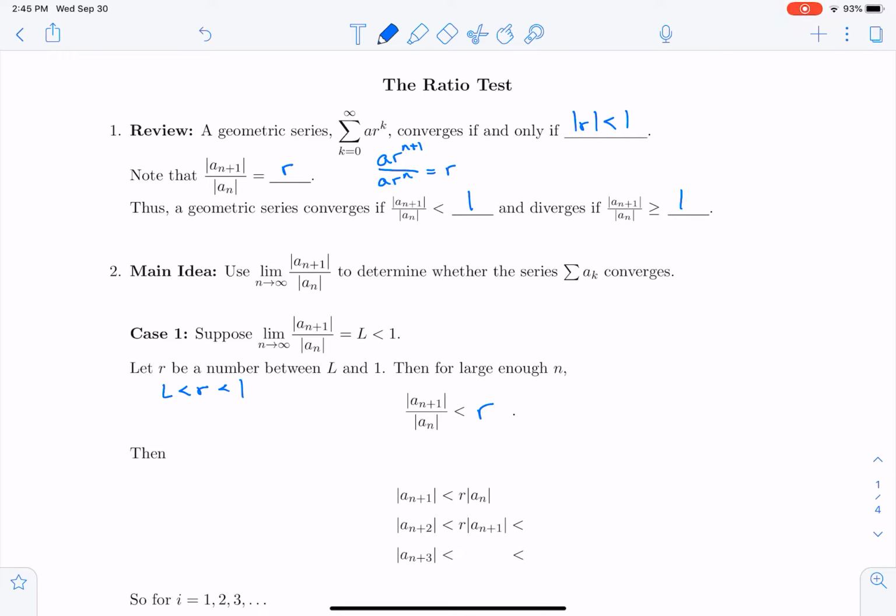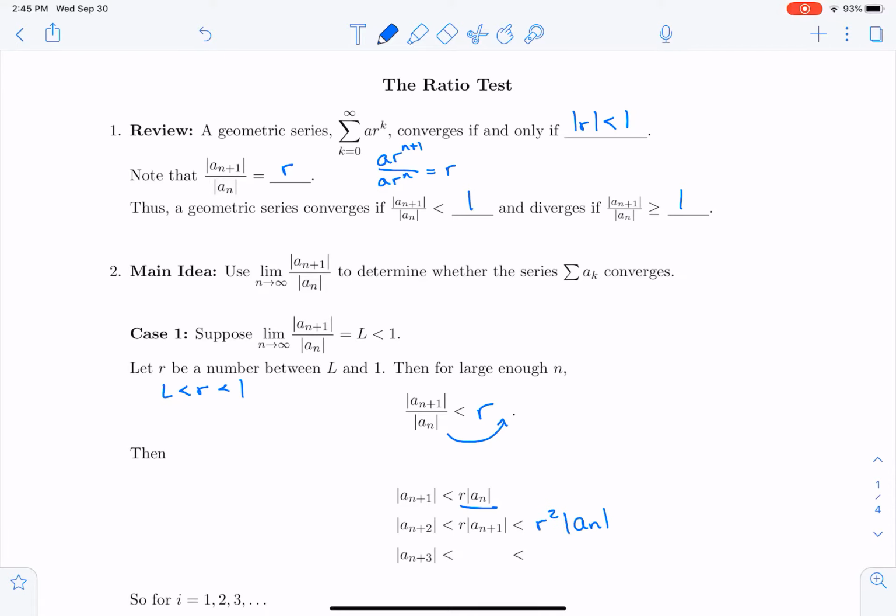Well, then we can rewrite. We can say that a_(n+1) is less than R times a_n. So we're going to multiply by a_n here, and that's going to give us that a_(n+1) is less than R times a_n. Well, in fact, a_(n+2) would then have to be less than R times a_(n+1) for the same reasons. But a_(n+1) is less than R times a_n, so that would be less than R squared times a_n if we substitute in the line just above.